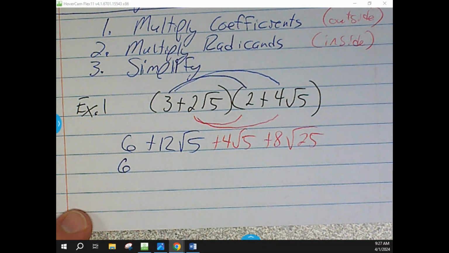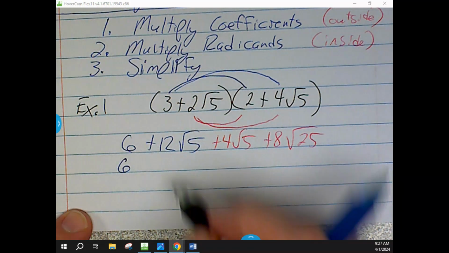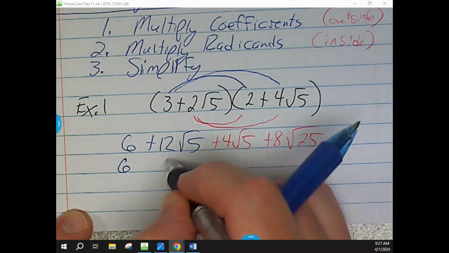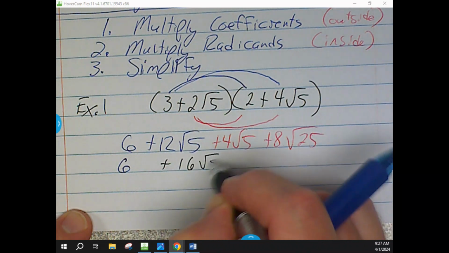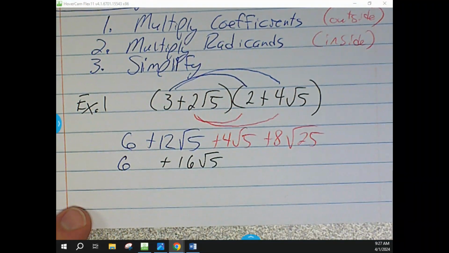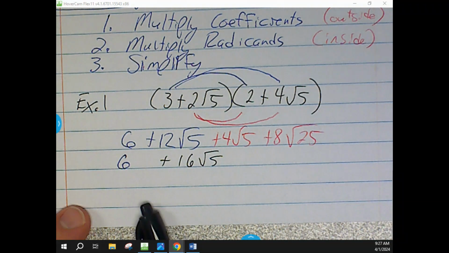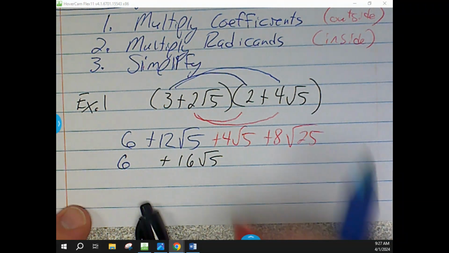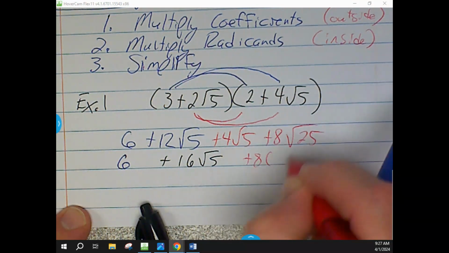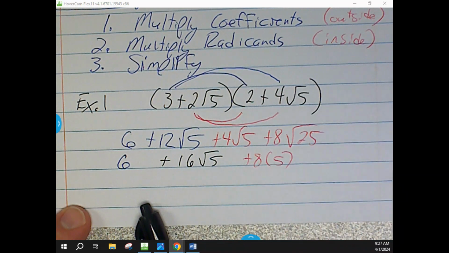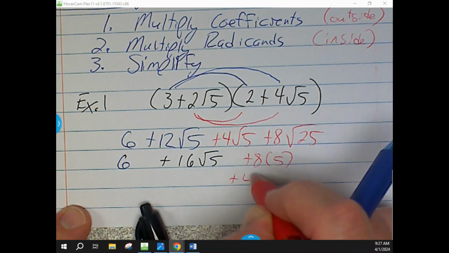Nothing you can do with the 6. You do have 12 square root of 5 plus 4 square root of 5. You can combine those two things together and make that 16 square root of 5. With the 8 times square root of 25, square root of 25 is 5. So it really means that's a plus 40.